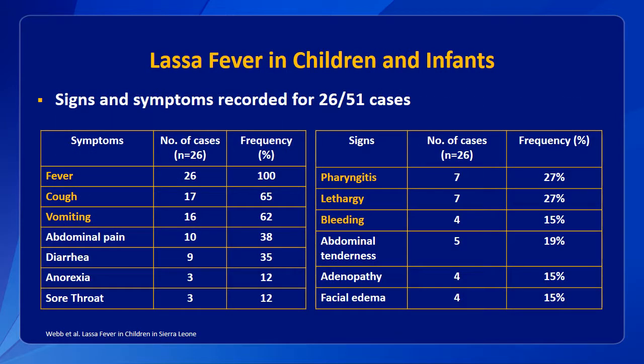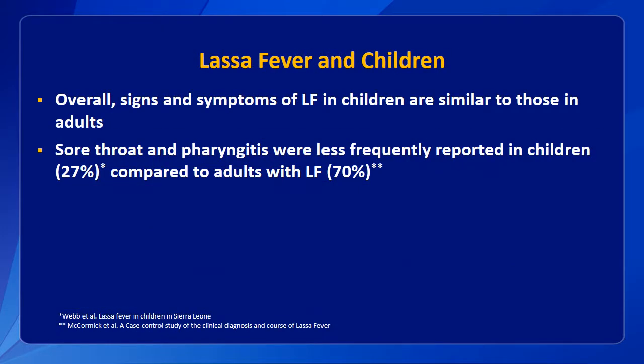Of the 51 confirmed cases of Lassa fever, signs and symptoms were recorded for 26 of the cases. The most commonly reported symptoms were fever, cough, and vomiting. The most commonly noted signs were pharyngitis, lethargy, and bleeding. Overall, the signs and symptoms of Lassa fever in children were similar to those in adults. However, compared to adults, sore throat and pharyngitis were much less frequent in children.